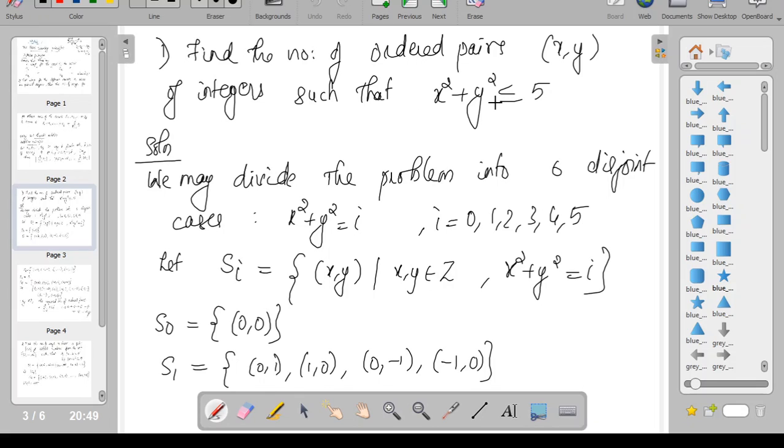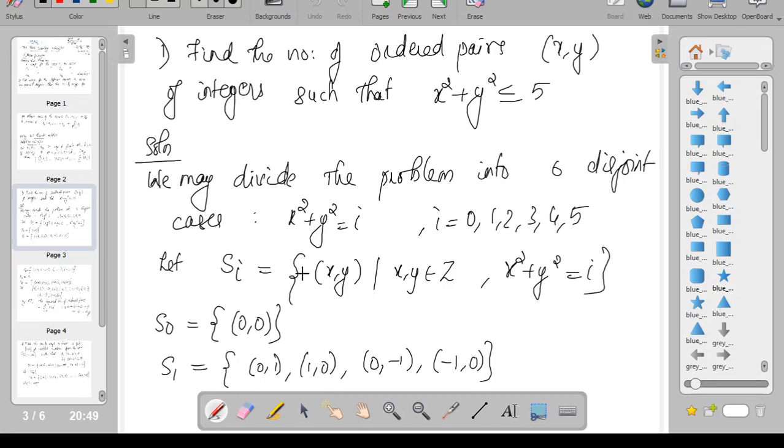x square plus y square will always be greater than or equal to 0. So when it is less than or equal to 5, you have the possibilities that it is equal to 0, 1, 2, 3, 4 and 5. So let us divide all these options into 6 cases. So let us take 6 sets here.